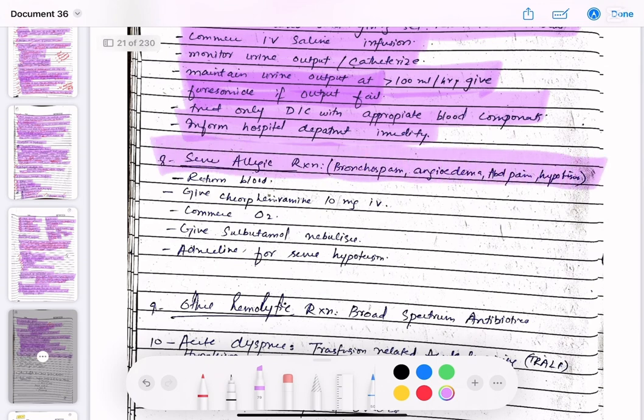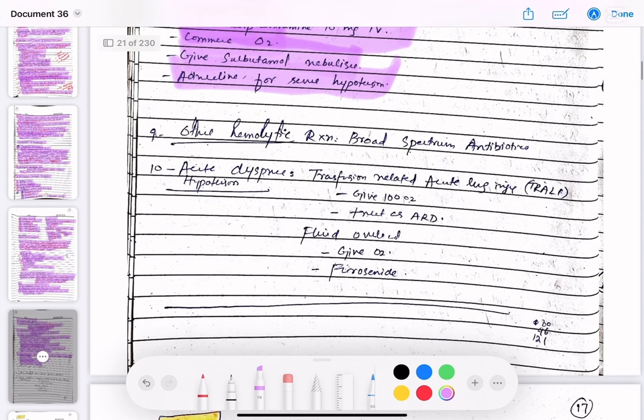Give O2 and salbutamol, and adrenaline for severe hypotension. For the other hemolytic reactions, give broad spectrum antibiotics. For acute dyspnea and hypotension, that is transfusion-related acute lung injury, give 100% O2 and treat as acute respiratory distress syndrome. For fluid overload, give O2 and furosemide.